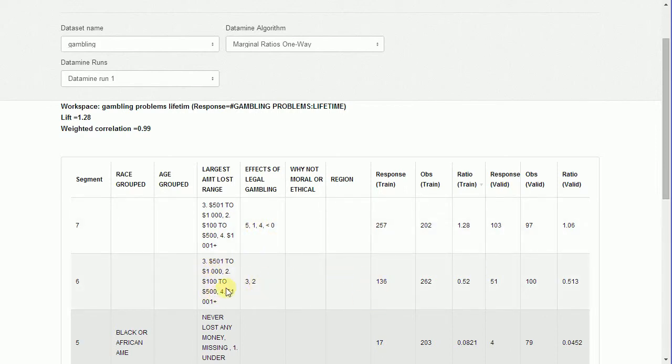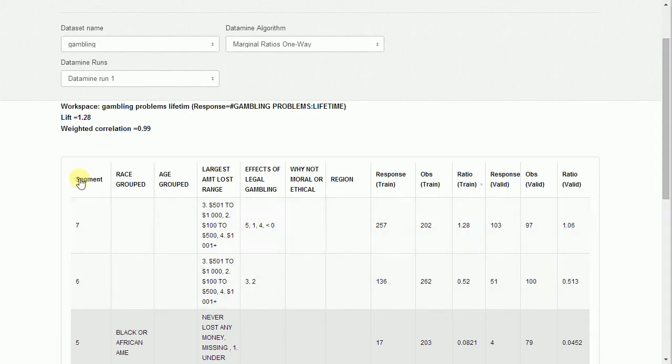The next worst category down is where the largest amount lost is also in that 100 plus category, but where their attitude towards the effects of legal gambling is more moderate. So it's in the 2 or 3 range. And if you recall from the GLM modeling video, we showed that there was a bowl-like or a parabolic shape to effects of legal gambling, where people with moderate views on the effects of legal gambling didn't quite have as high a gambling addiction score as those with more extreme views, i.e. with attitudes of 1 or 4 or 5.